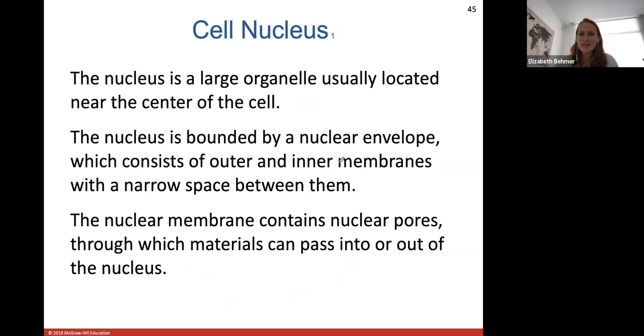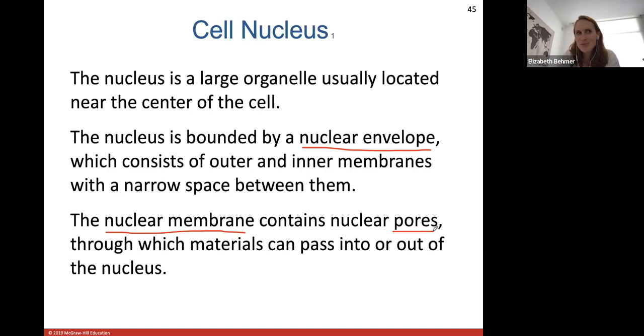So we'll start with the nucleus, and the nucleus is like the brain of the cell. The nucleus is a very large organelle. It's usually located in the center of the cell, and it's bounded by what we call a nuclear envelope, which is kind of like a membrane to the nucleus itself. And the nuclear envelope consists of outer and inner membranes with a space between them. What's also important about this nuclear envelope, it contains holes called nuclear pores, through which materials can pass into and out of the nucleus.